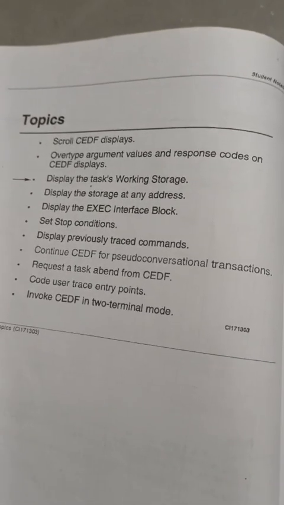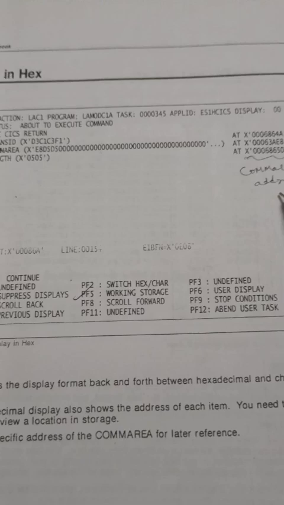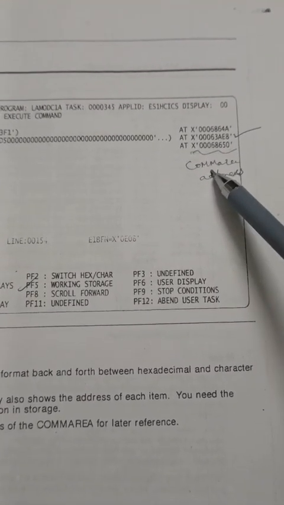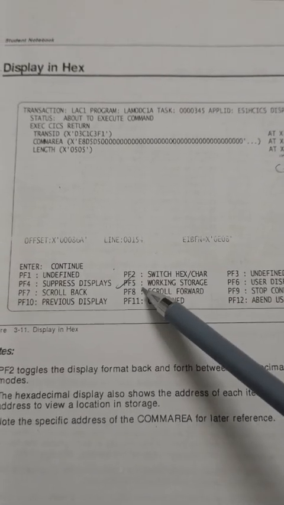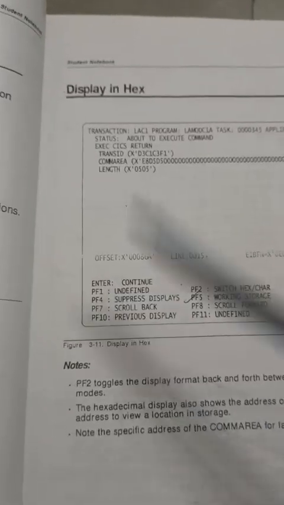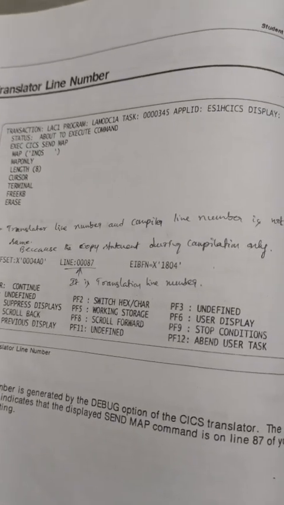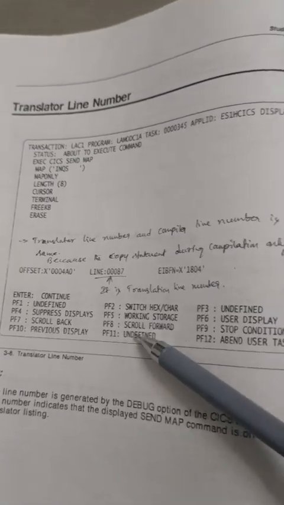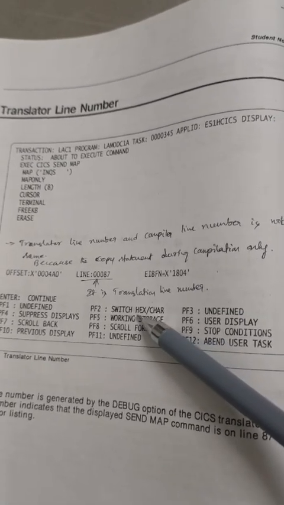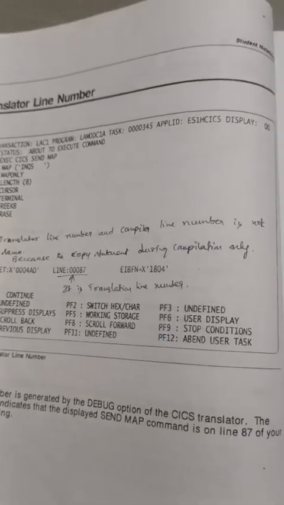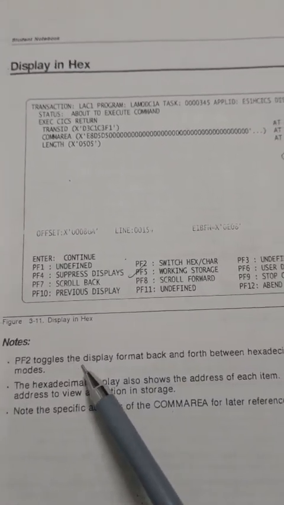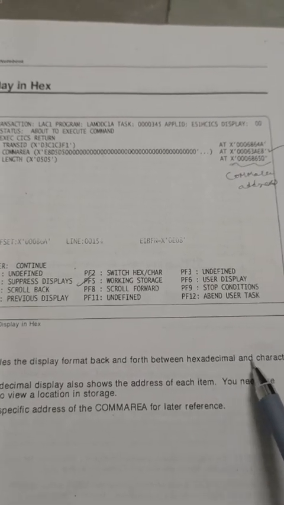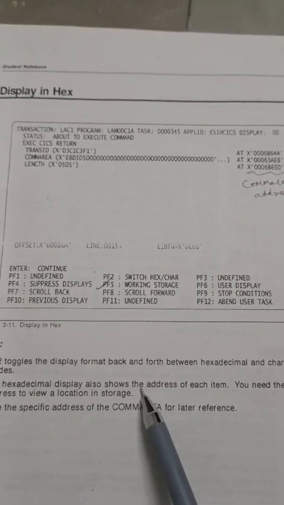Next, I want to display the task working storage area. Here is the COMMAREA address field. If you want to display the hexadecimal value, what functional key do we have to press? Go back to the previous screen again; we can see PF2, it will display the hexadecimal values. Similarly, PF2 displays the fields in both character and hexadecimal value format.